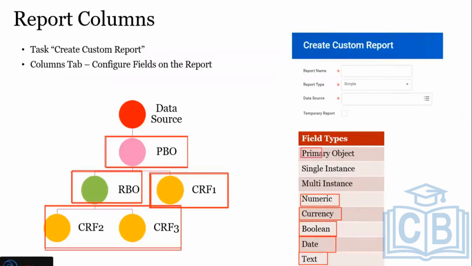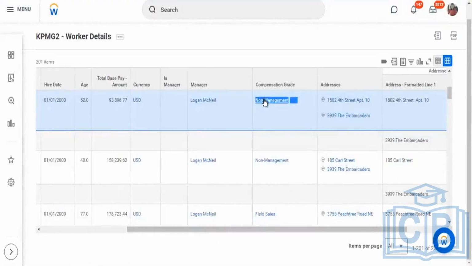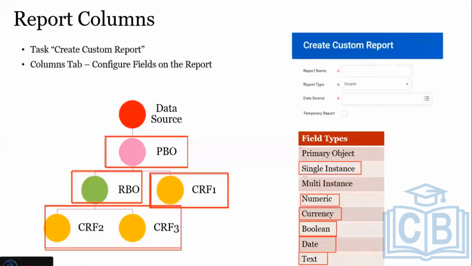And then finally we have fields of type instance. We have already spoken about single instance. Single instance is a one-to-one relationship. Each worker is associated with one compensation grade. Each worker has one manager. This is a single instance. This we saw as a multi-instance. Each worker can have multiple addresses. Zero to many. That identifies a multi-instance or one-to-many relationship.